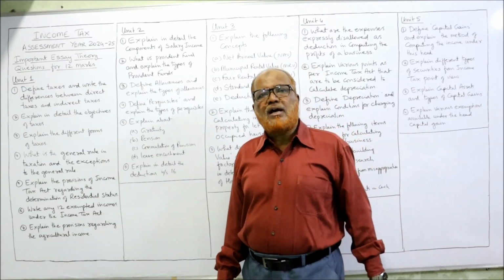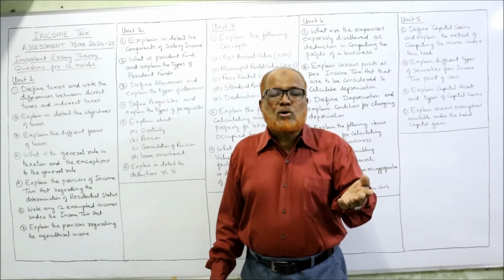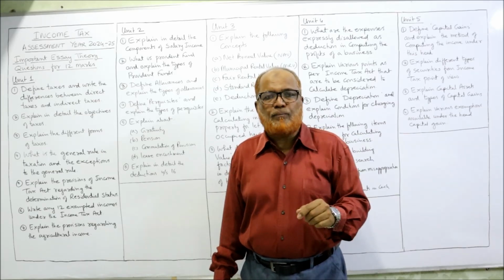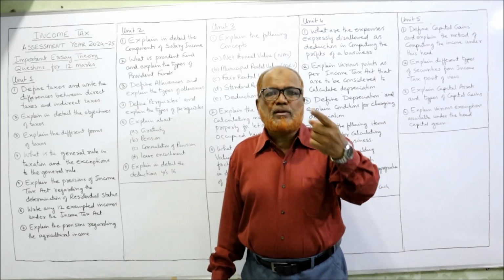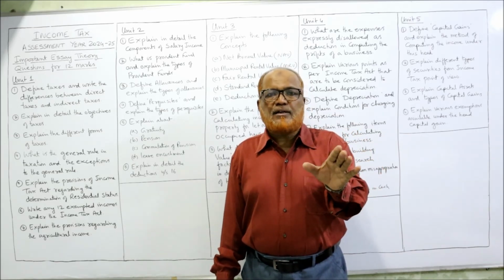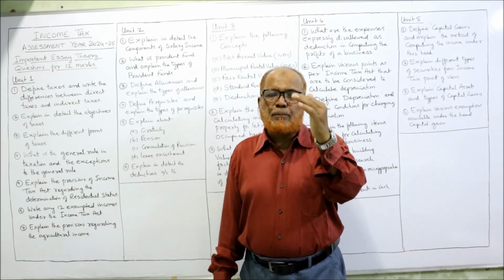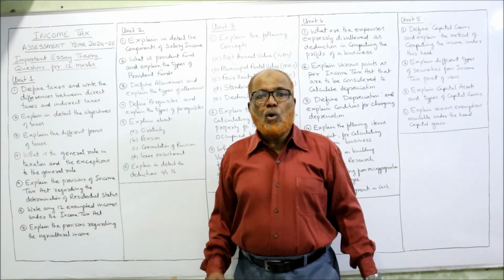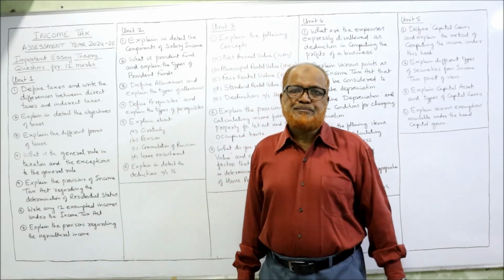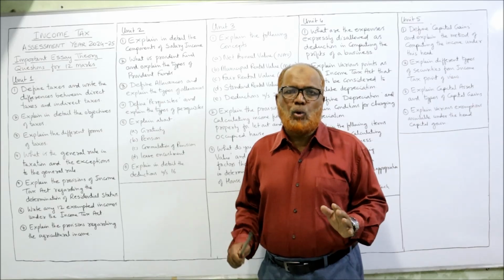Now RPF, recognized provident fund. The employee's contribution is a saving. The employer's contribution up to 12% is not taxable, exempted. If the employer contributes more than 12%, the excess amount is taxable. And interest credited in RPF, if the rate of interest is up to 9.5%, is not taxable. Interest credited over 9.5% will be taxable. That is regarding RPF.